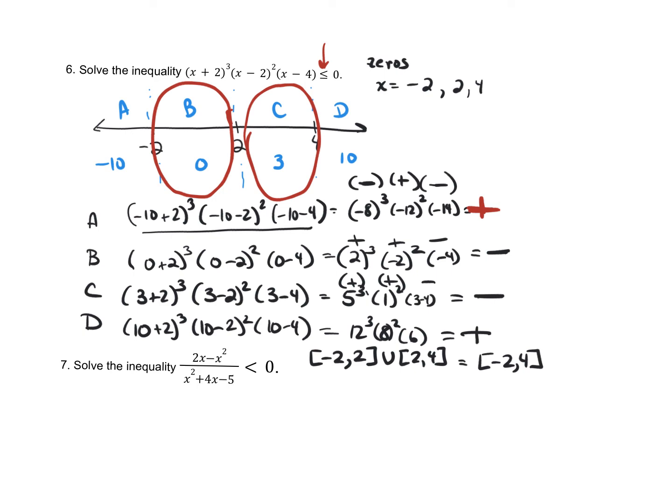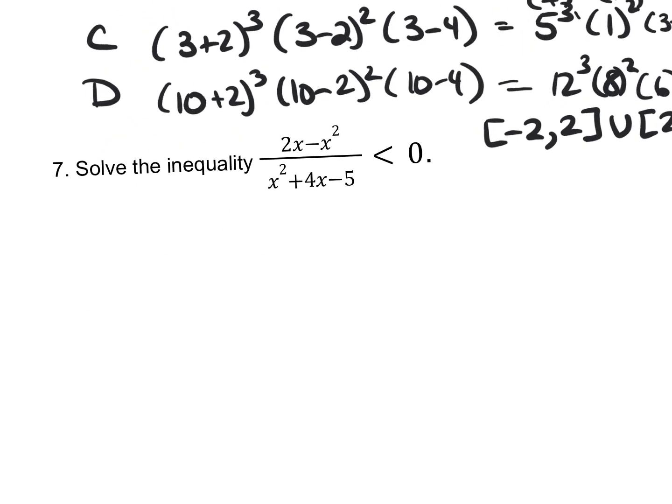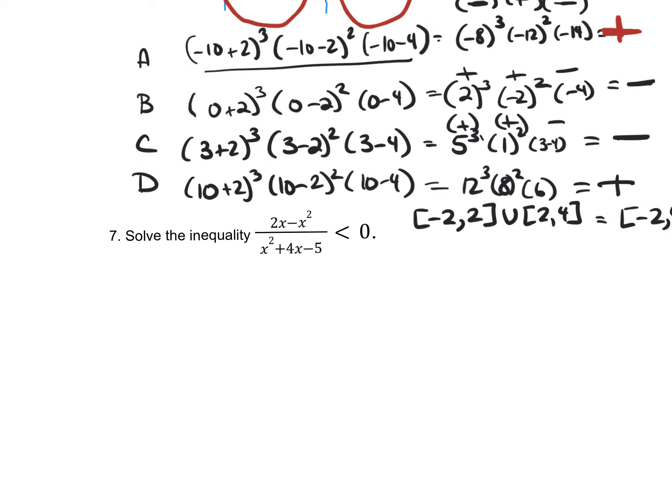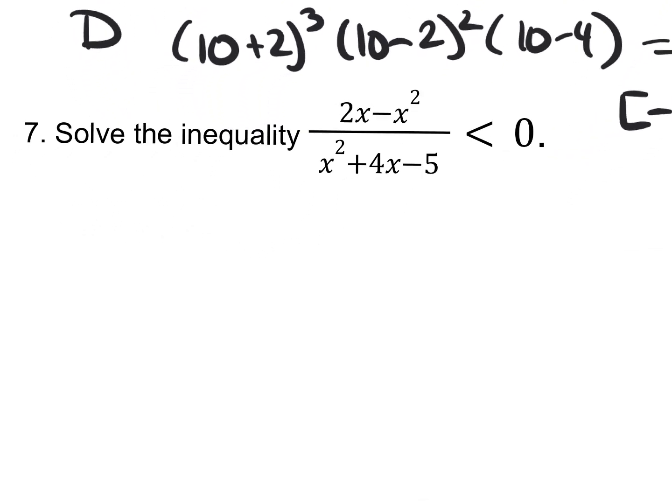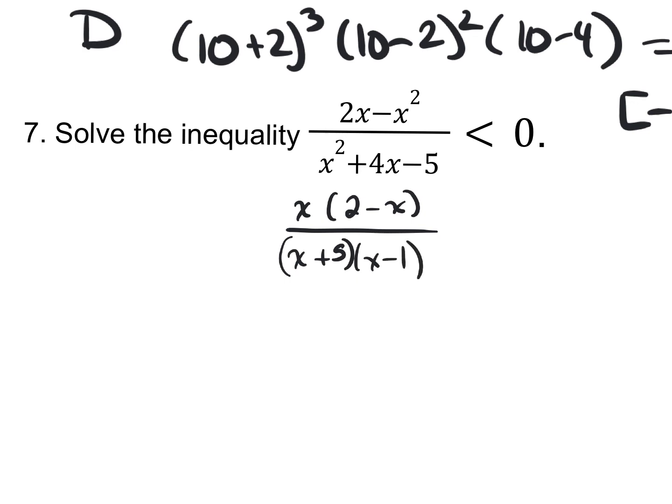All right, let's look at this last one, which is a rational inequality. So this one we got to figure out what makes the top and bottom 0, which obviously we can't because it's not factored. So what I would do is I would factor, so the top I could take an x out, and so I get x(2 minus x). And on the bottom I'll get (x plus 5)(x minus 1). Two numbers that multiply to negative 5 add to 4, and then just the GCF on top.